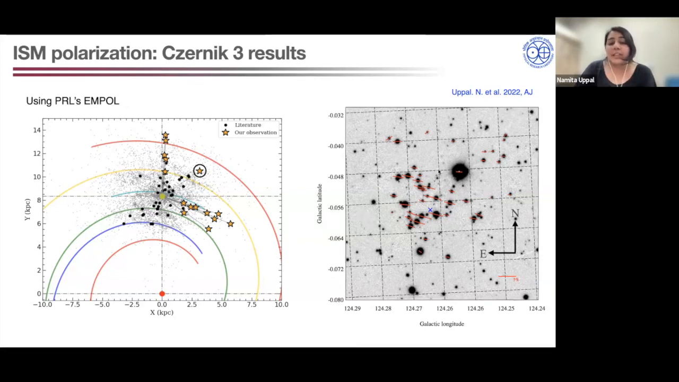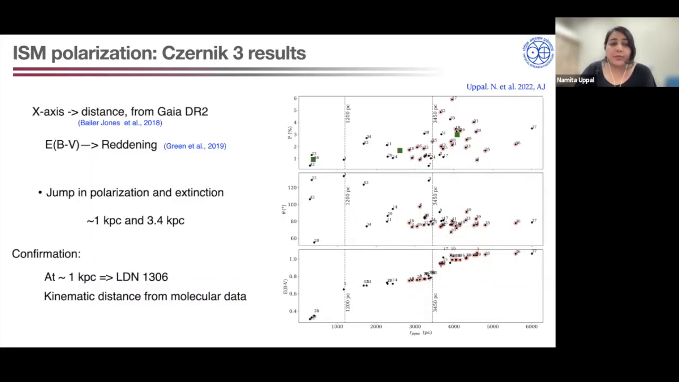But next we wanted to study the dust distribution. So we combined the polarization information with the distance information from Gaia. And we have used Gaia DR2, the same RPGO distance on the x-axis. And here plotted the degree of polarization, polarization angle, as well as reddening as a function of distance. So here in the polarization as well as reddening, we can see that there are 2 jumps in the polarization and reddening.